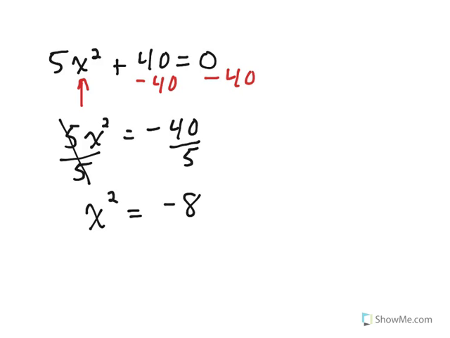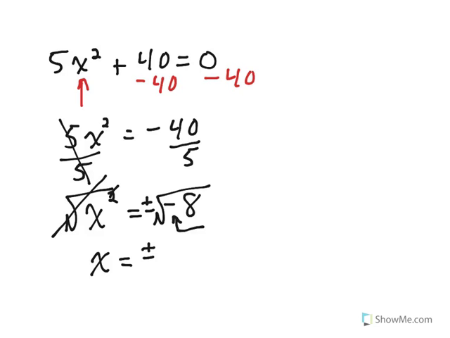Using the property of square roots, we take the square root of both sides of the equal sign. Don't forget your plus minus. Remember, taking the square root of a square cancels out, leaving just x. And on the other side, we have plus minus the square root of negative 8. And the square root of negative 1 in there is really i. So let's pull that i out, leaving the 8 underneath the radical sign.